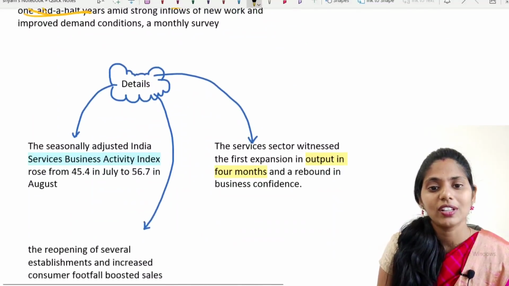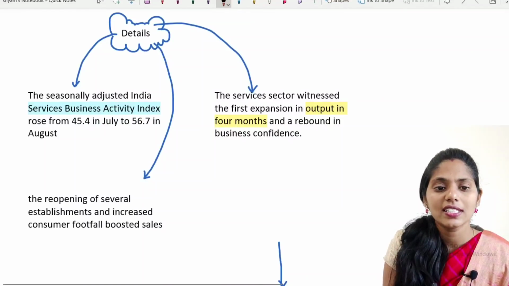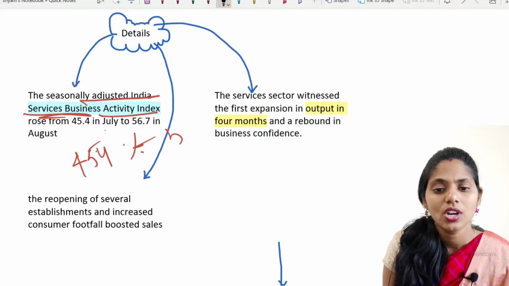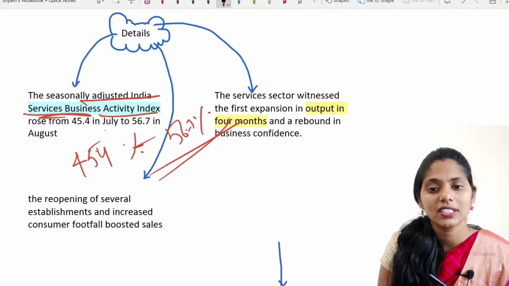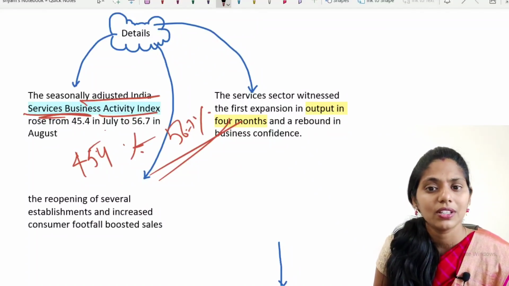If you are talking about further details, it says that the seasonally adjusted India services business activity index rose from 45.4 in July to 56.7 in August. So here this PMI had increased in the month of August.